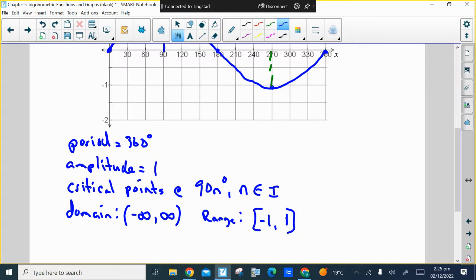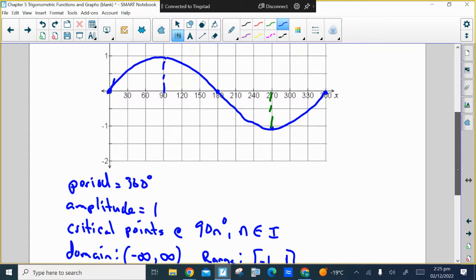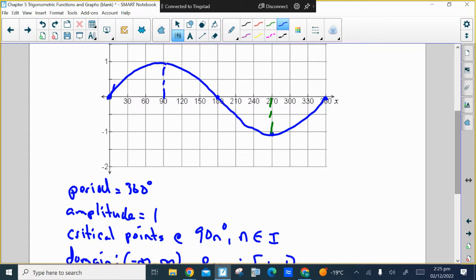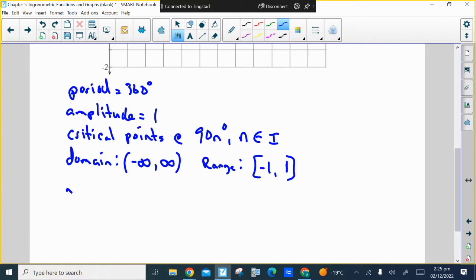We'll also talk about the x-intercepts. Our first x-intercept is at 0. The next one's at 180 degrees, then 360, or every multiple of 180 degrees. Our x-intercepts are at x equals 180n degrees, where again n is an element of integers. So if we're graphing it in terms of degrees, those are the characteristics that we'll be looking at.